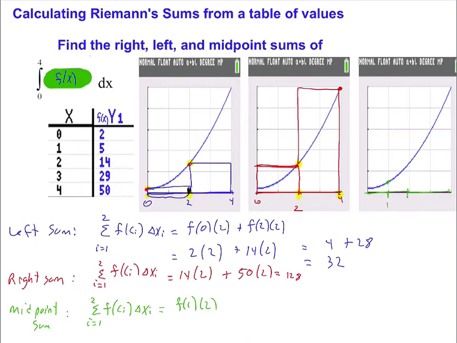And I'm going to add to that, and that'll make my first rectangle, my first product. And then for the second subinterval from 2 to 4, I'm going to use the middle again, which is 3, to find the y value, and multiply by the x distance. So I'll need f of 3 times 2, which in this case f of 1 is 5, and f of 3 is 29. So that's 10 and 58, which is 68.